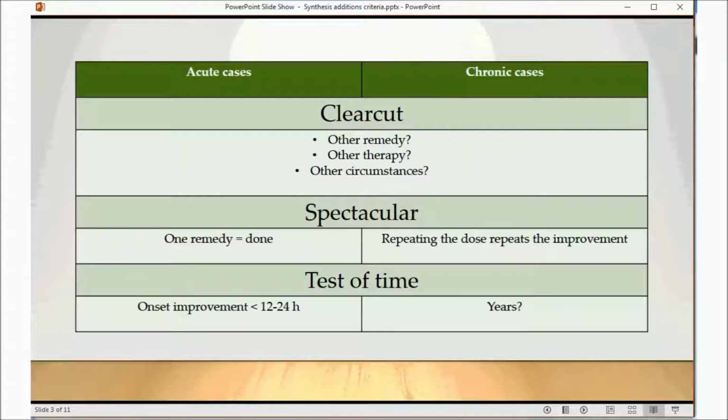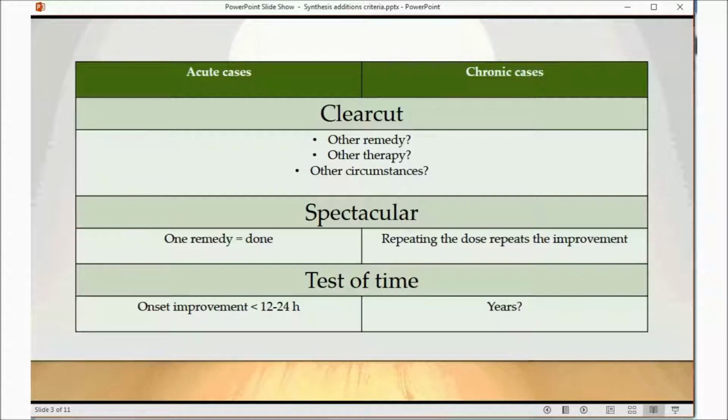Now the second criterion is that the case should be spectacular, not just improvement, but spectacular improvement. In an acute case, it means for me that one remedy is given for the cystitis and there is an improvement, and the case is done. So one remedy pushes the patient from the acute problem they have onto the improvement. Full stop, done. One remedy, done. No other therapy needed, no other homeopathic remedy even needed. This is a spectacular acute case, okay?